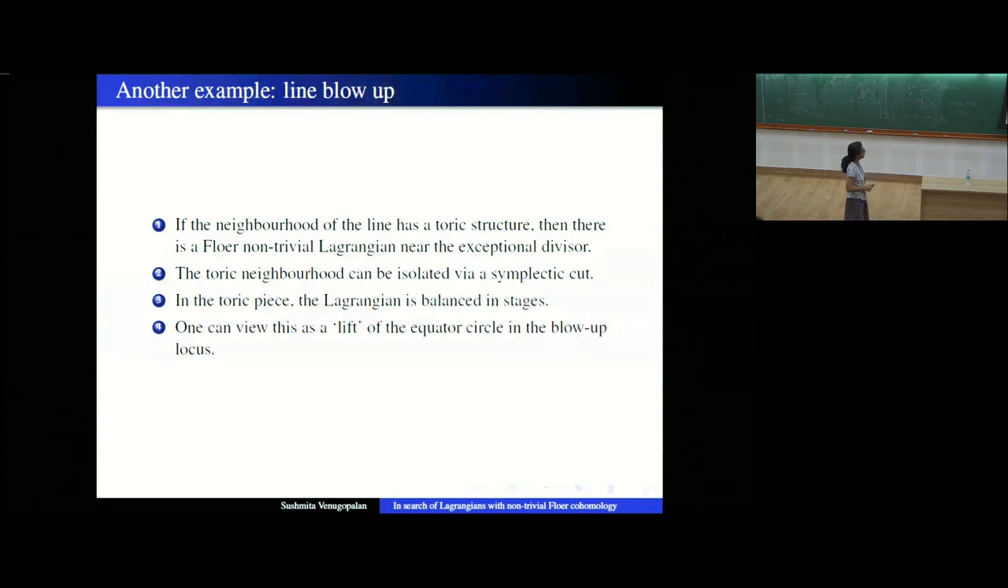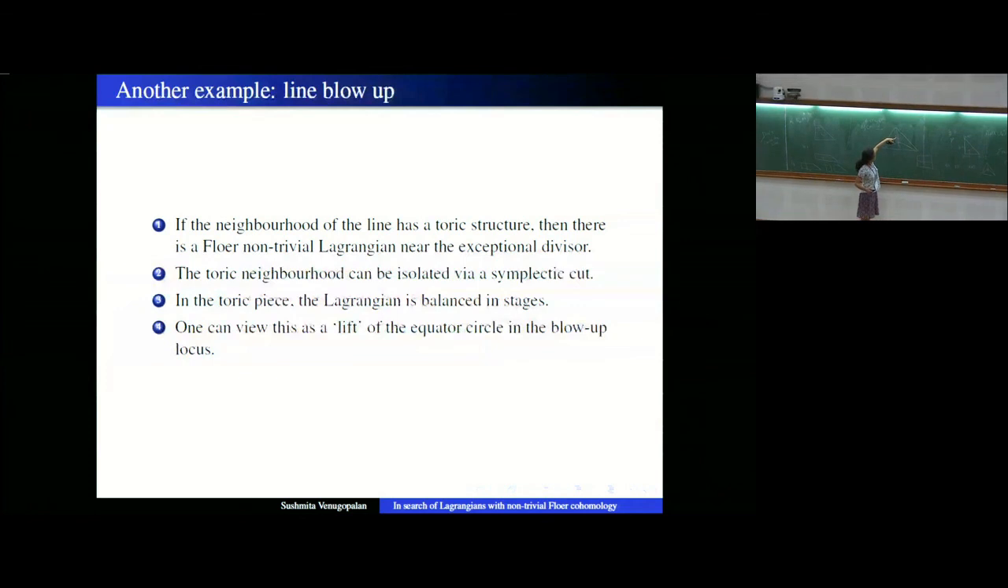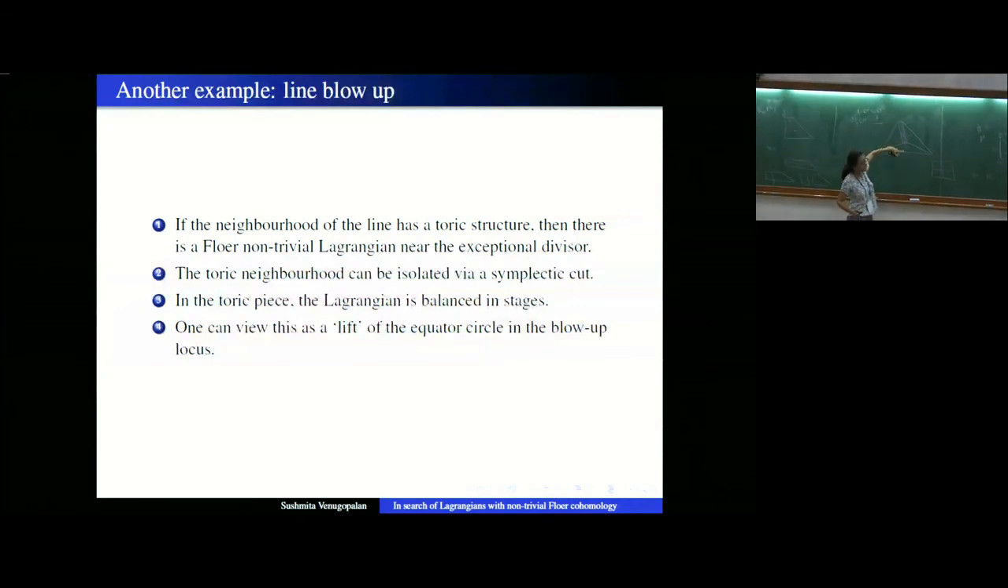The toric neighborhood can be isolated via a symplectic cut, exactly as we did in the point case. And in the toric piece, the Lagrangian is balanced in stages, just as what I did there in the CP2 case. And one can view this as a lift of the equatorial circle of the blow-up locus. So the blow-up locus was this line, and in some sense, this Lagrangian is lying above the equatorial circle.